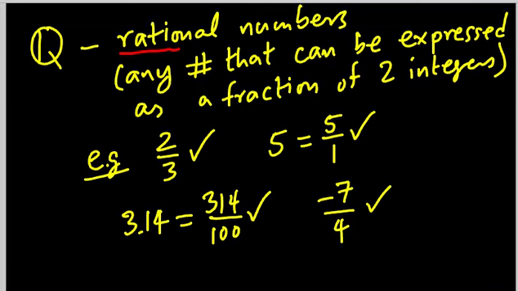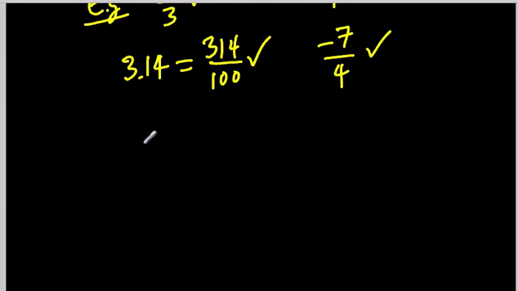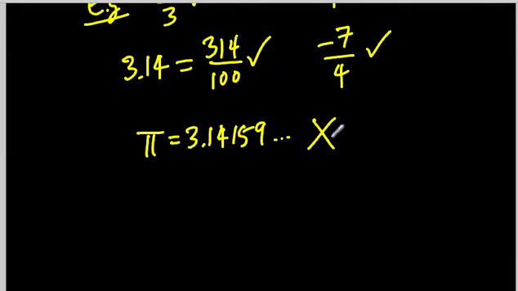Let's look at a number that is not rational. If we look at, say, pi, it is 3.14159, and it goes on forever. It has been proven that there's no way to express pi as a ratio of two integers. Therefore, pi itself is irrational. It's not a rational number. So it's really important to remember that this is not a rational number. Once again, I just want to highlight one thing.